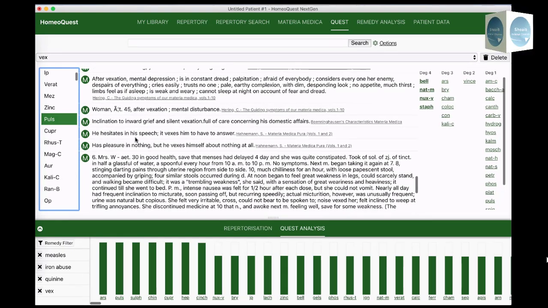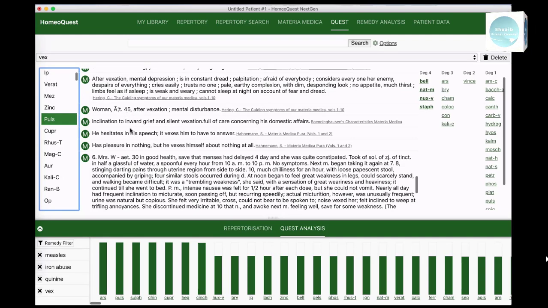Hahnemann writes, hesitates in his speech, it vexes him to have an answer. So when he's vexed, he does not speak. So this not speaking, suppressing that inward grief and silent vexation is a very psychotic phenomenon. So basically there is a lot of hiding and a lot of suppression around the vexation. It is not somebody who goes and abuses someone when he's vexed, or vents out his anger. That is Psora. This inward grief, silence, hesitation in the speech, that is a psychotic phenomenon.